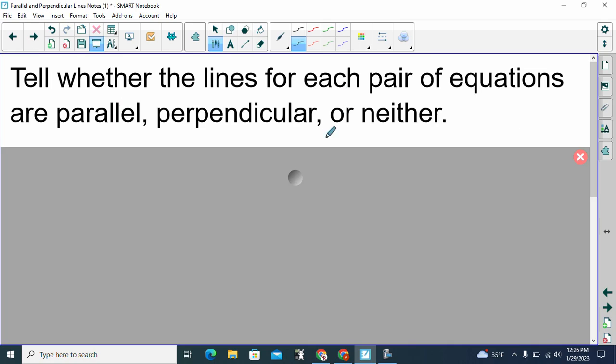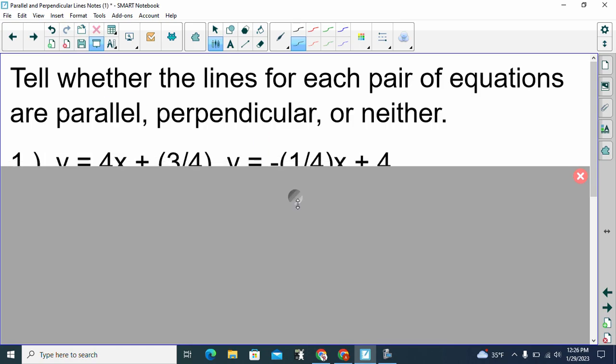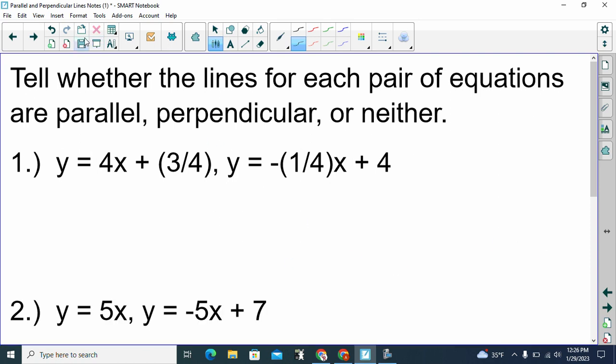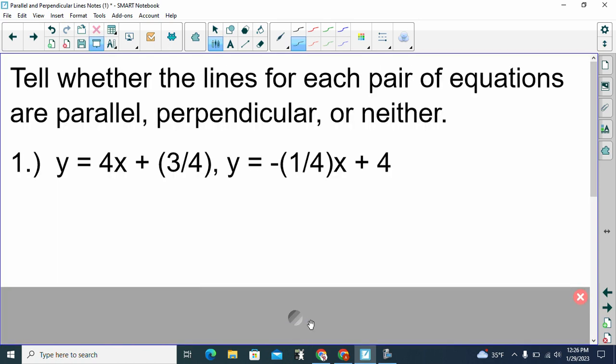So example 1, our instructions ask us to tell whether the lines are parallel, perpendicular, or neither one. So we'll be given two lines. We want to know, are those parallel lines, are they perpendicular lines, or are they neither? Part A, or number 1, says y equals 4x plus 3/4, and this one's y equals -1/4 x plus 4.